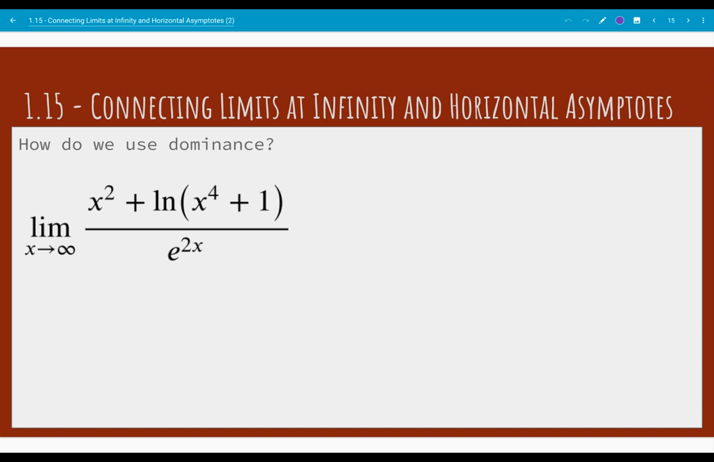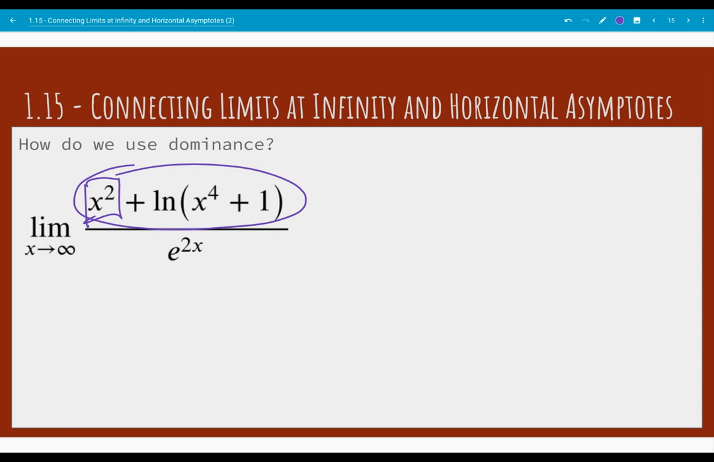In this example, we not only have the log function on top, but we also have the exponential function on top. So we're going to evaluate what's happening with the numerator and denominator separately first, and then we're going to see what happens as a whole. Just looking at the numerator, the x squared is going to dominate over the natural log. So as x gets really big, the value of the natural log of x to the 4th is going to be insignificant compared to the value of the x squared.